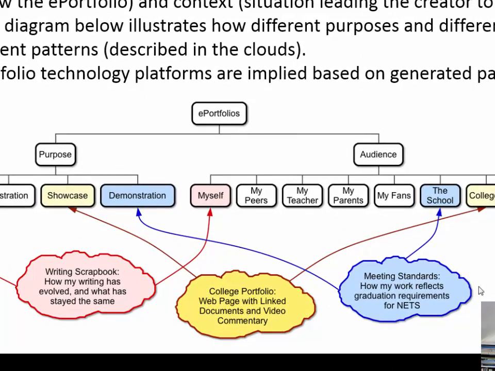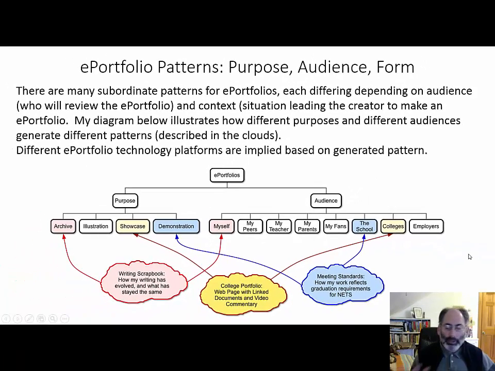In this diagram, I'm talking about ePortfolios being defined by their purpose. Am I trying to archive something, illustrate something, showcase something, demonstrate something? And the audience: am I trying to do this for myself, for my peers, for a school, for colleges, maybe even for an employer? And as you can see, you have different kinds of portfolios depending on the purpose and audience. And if you can think about that, you'd have different kinds of software to be the showcase and development environments for those portfolios. We're not spending a whole lot of time on portfolios in this presentation, but I'm just giving it as an example.